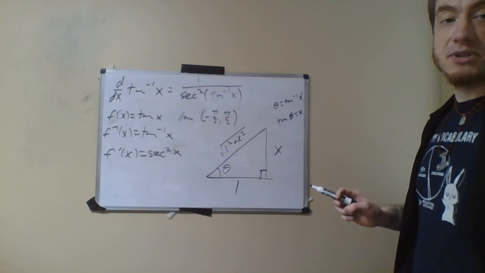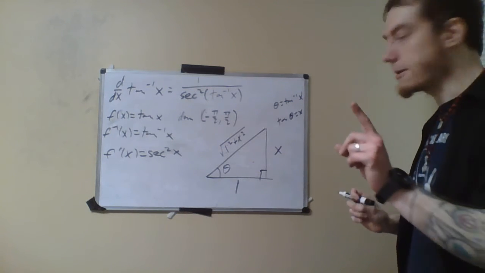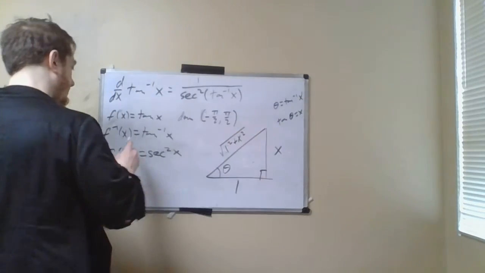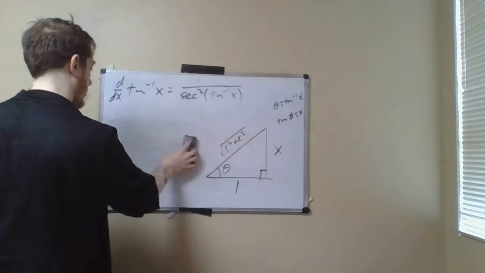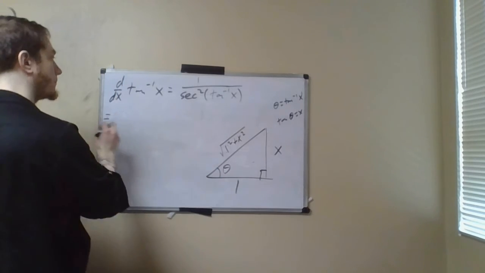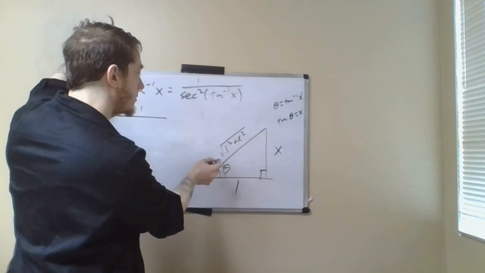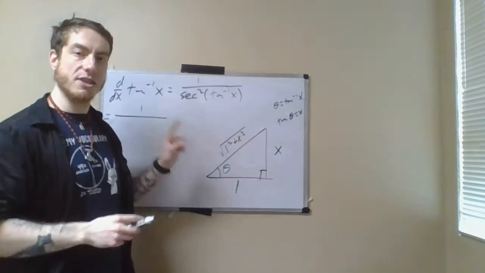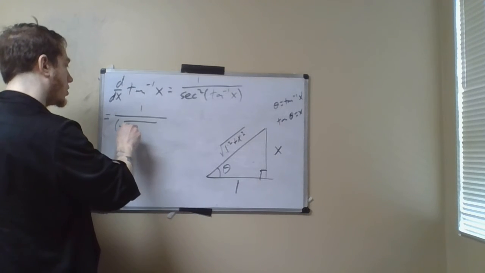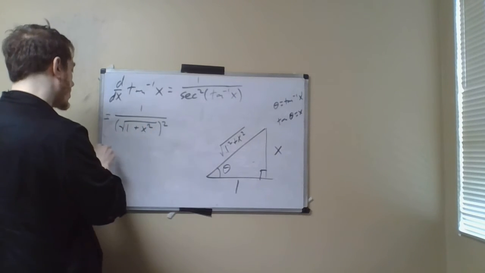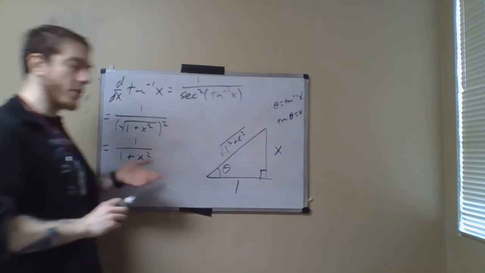So now, what can we say about the secant? Well, the secant is the reciprocal of the cosine. Another way of thinking about it: the secant is hypotenuse over adjacent. So this is the square root of 1 plus x squared over 1, and therefore the derivative is 1 over 1 plus x squared. There we go. We have got our derivative of the arctangent.